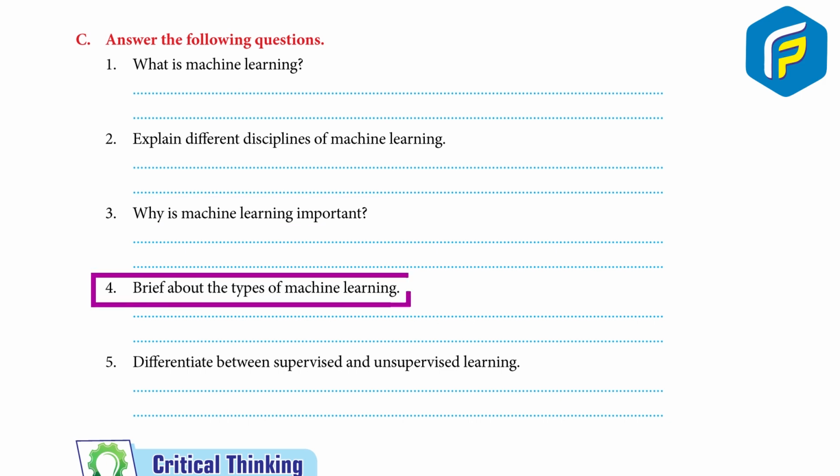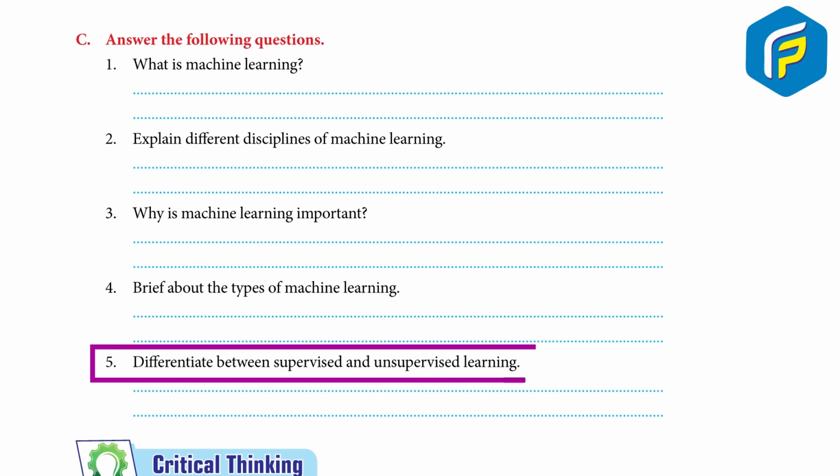4. Briefly describe the types of machine learning. Answer: types of machine learning. 1. Supervised learning. 2. Unsupervised learning. 3. Reinforcement learning. 5. Differentiate between supervised and unsupervised learning.